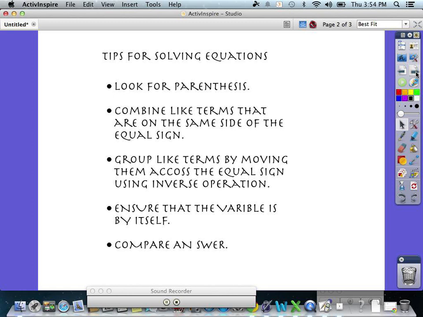A few helpful tips when reviewing and completing your problems. Look for your parentheses. Combine like terms that are on the same side of the equal sign. Group like terms by moving them across the equal sign using inverse operation. Ensure that the variable is by itself. And finally, compare your answer.